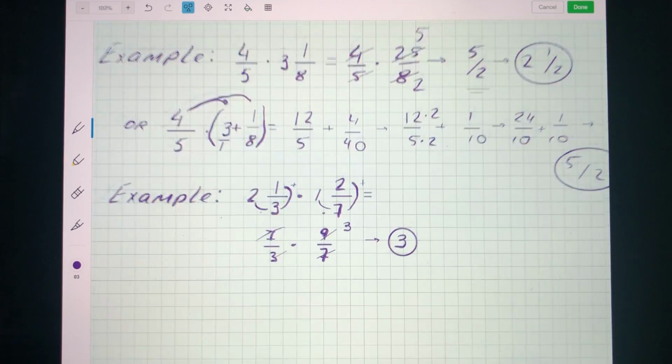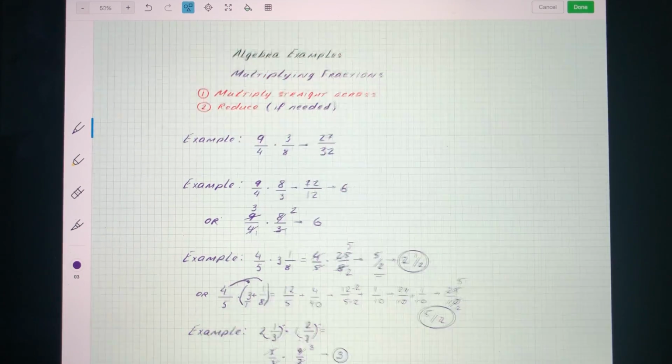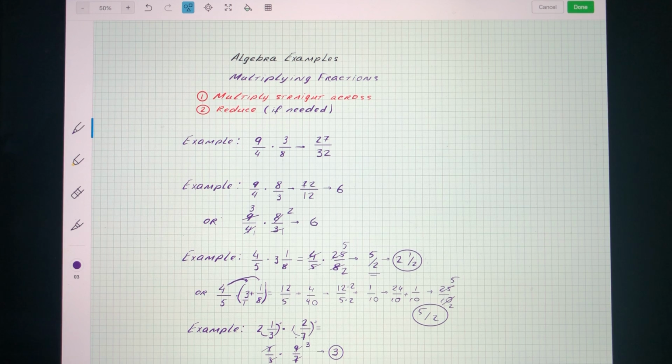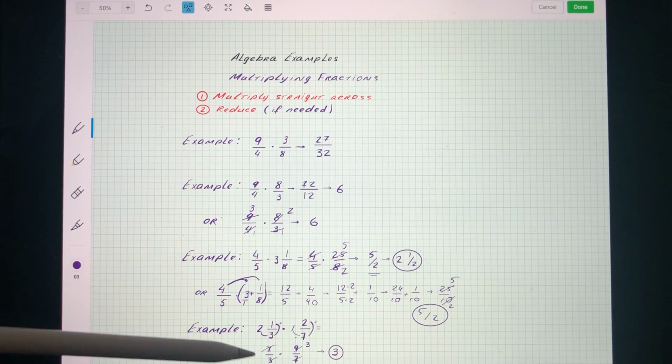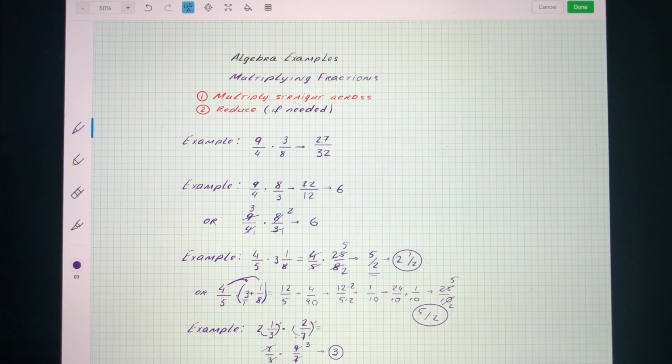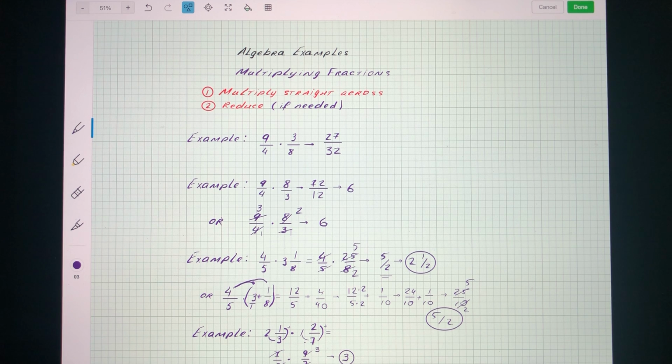And these are the common types of fractions that we may have to multiply. We may have to multiply some fractions that are proper, improper, mixed numbers, and two mixed numbers together. And these examples show how to do some of it.